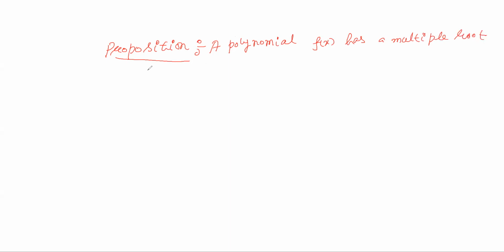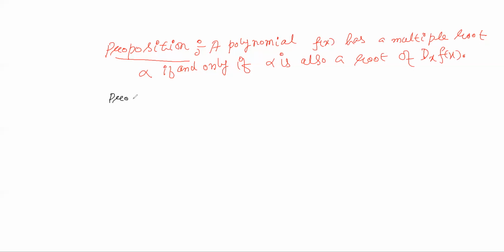alpha if and only if alpha is also a root of its derivative, d/dx f(x). So this is a criterion for inseparability of a polynomial. The proof is just straightforward. So see it.